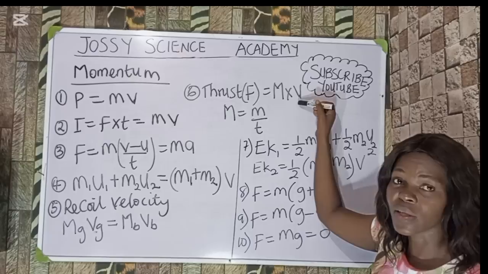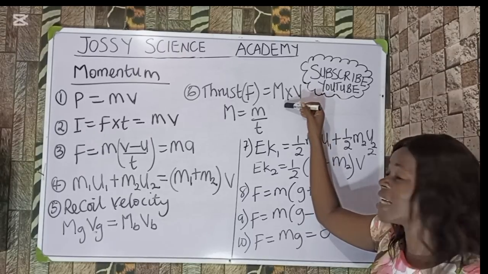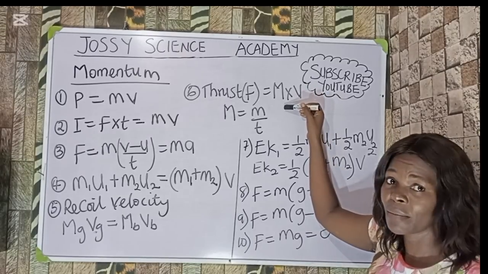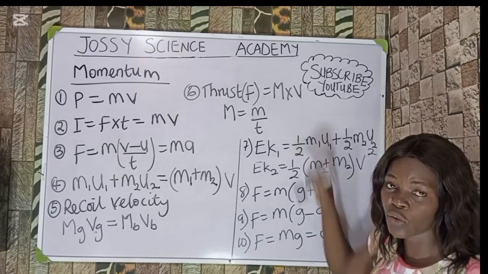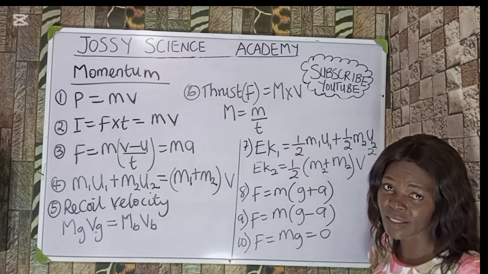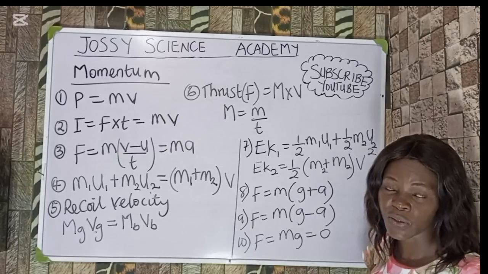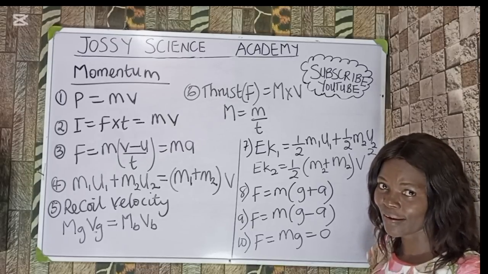M multiplied by what? V. That is mv. But this m here is capital M. It's not like normal mass. Okay, so the M is mass over what? Time. Is that clear? So if you are given mass, you are going to divide it by time, then multiply by what? The velocity, to get the thrust on the aircraft.